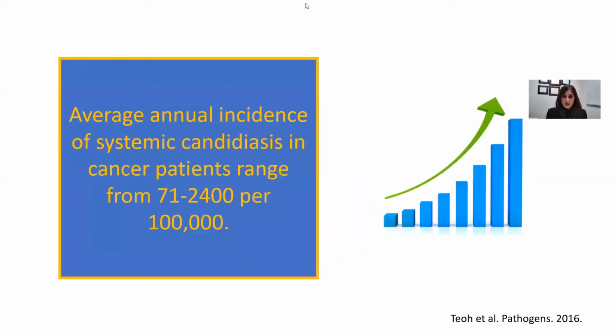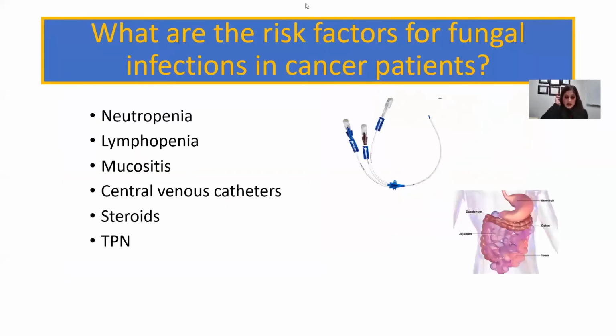Candidemia is still one of the most common causes of bloodstream infections in cancer patients. The average annual incidence of systemic candidiasis in cancer patients ranges anywhere from 71 to 2,400 per 100,000 admissions, compared to 10 to 370 per 100,000 admissions in the general hospital population. And so what makes these patients more at risk for fungal infections and candidal infections?